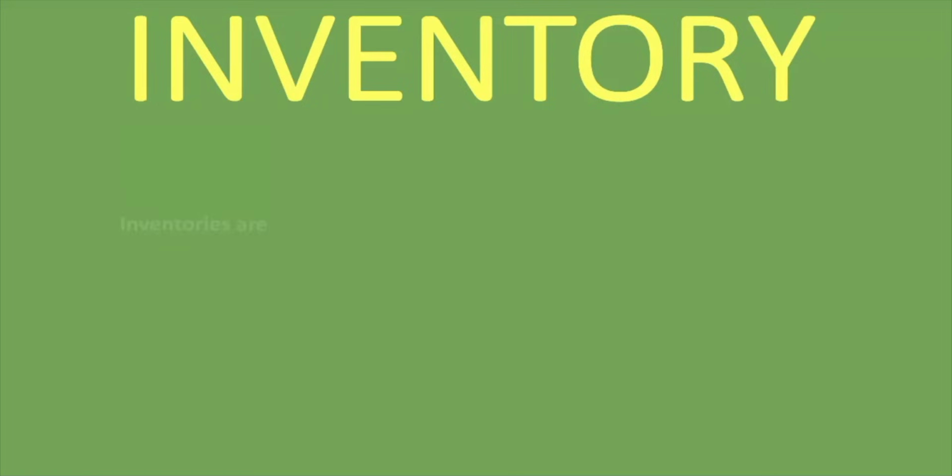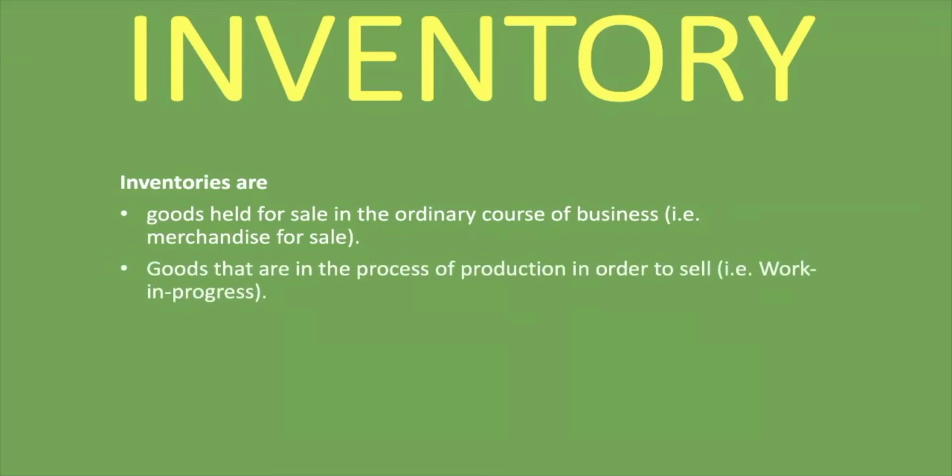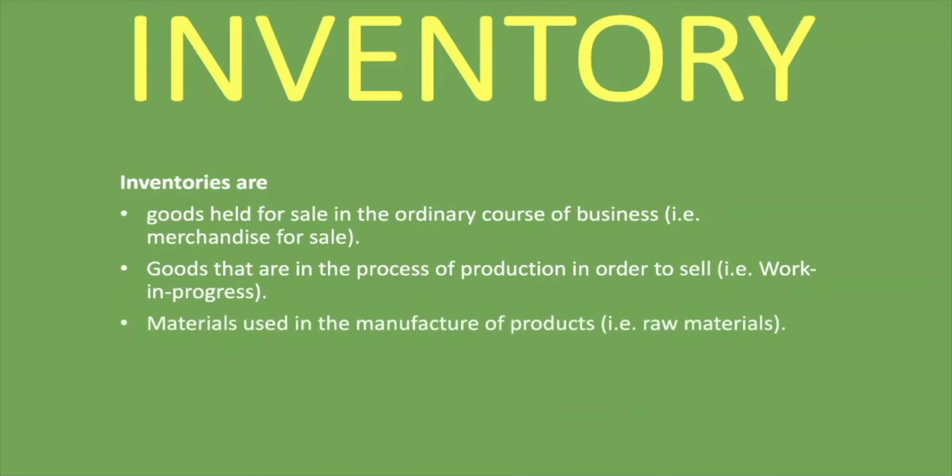So what is inventory? Inventories are goods held for sale in the ordinary course of business, that is, the merchandise for sale or what the business usually sells. It's also goods that are in the process of production in order to sell, and that is what is known as work in progress. So if the goods are in the process of production, we call them inventory as well. It's materials used in the manufacture of products, and these are raw materials. So for a company that provides materials, those materials will be classified as their inventory.